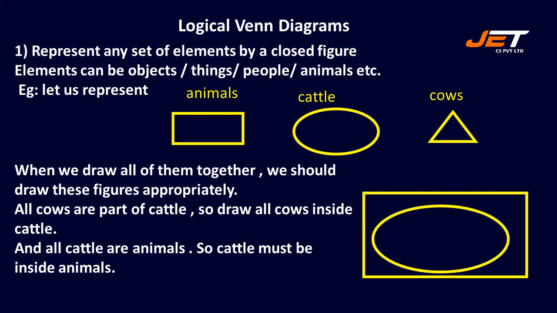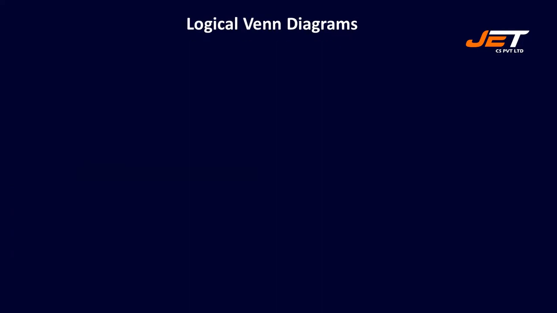So here we can see the animals represented as a rectangle. Inside the animals, we have the oval shape, that is cattle. And inside the cattle, we have the cows, which is a triangle, right?